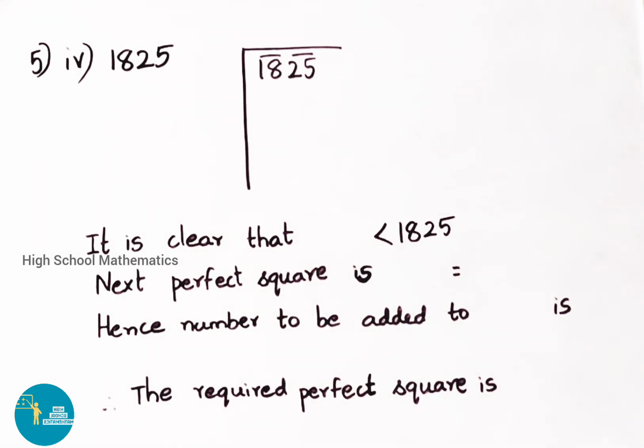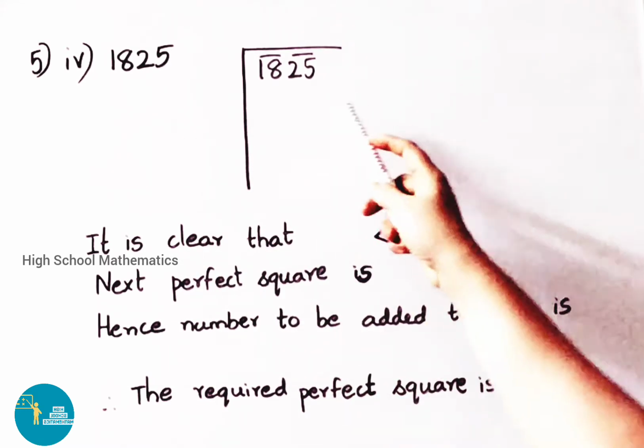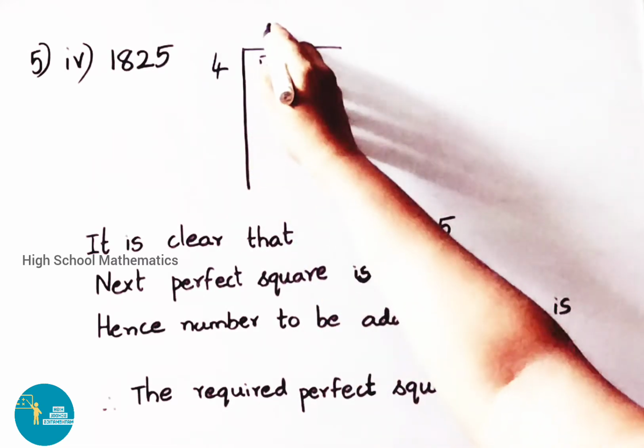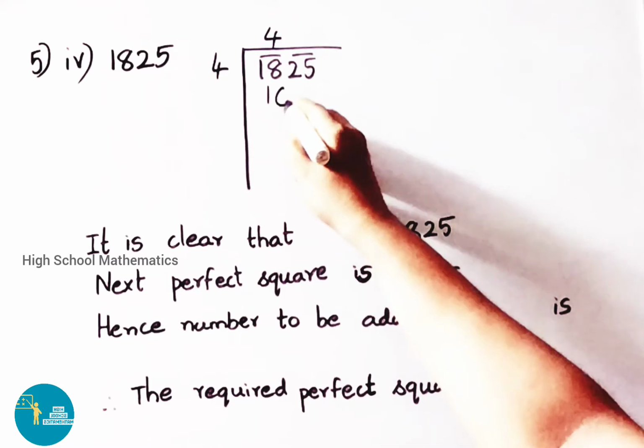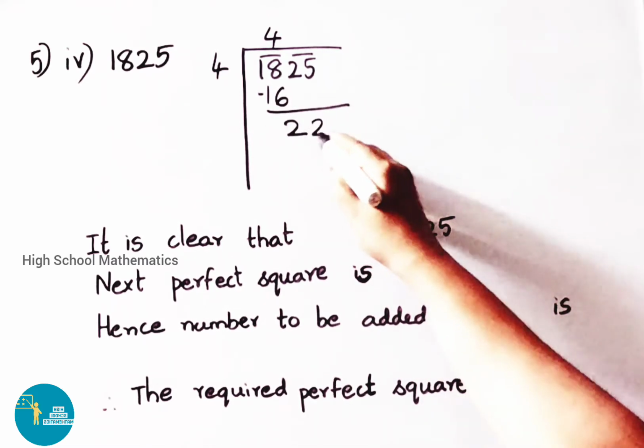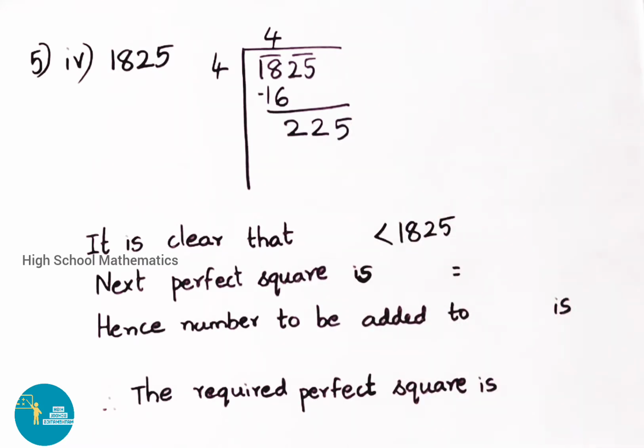See now fifth question, fourth sum, 1825. Let us find square root for this number. We have written the given number in pairs. Now let us take here 4 square, that is 16. 18 minus 16, we get remainder 2. Write on the next two digits. Now the number is 225.